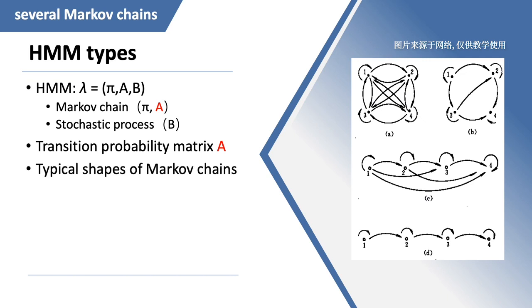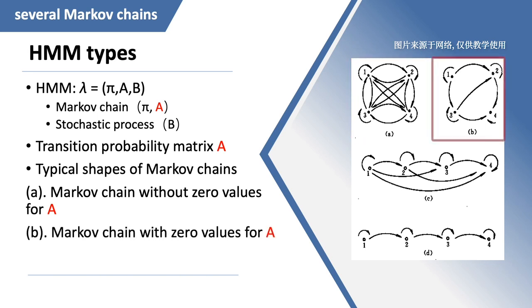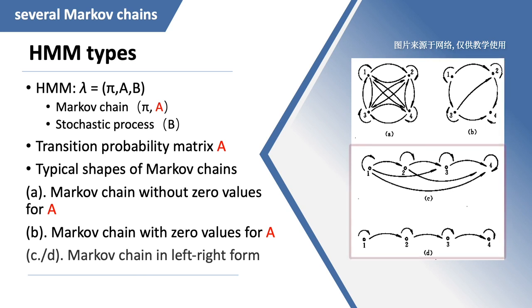There are some typical shapes of Markov chains. Figure A is a Markov chain without zero values for the transition probability matrix A. Figure B is a Markov chain with zero values for A. Figures C and D are two Markov chains in left-right form.